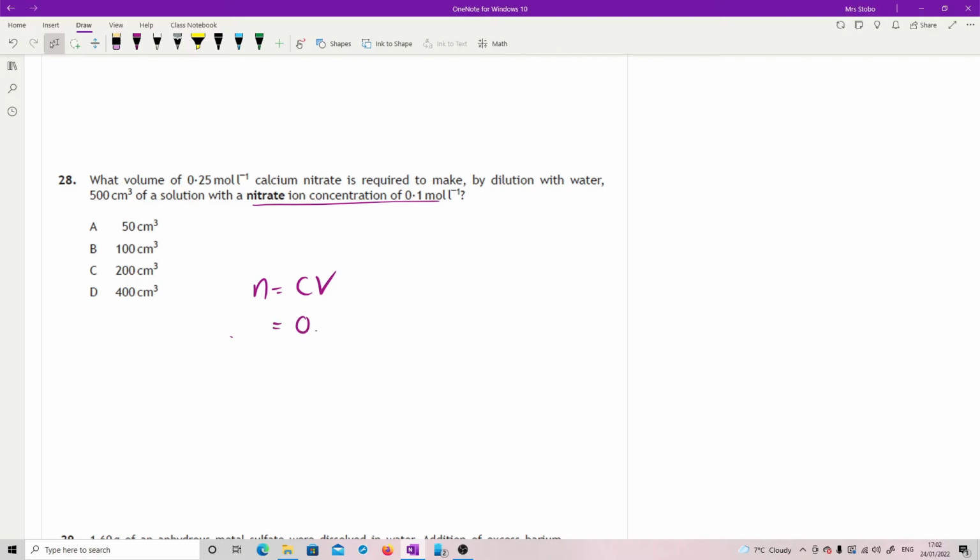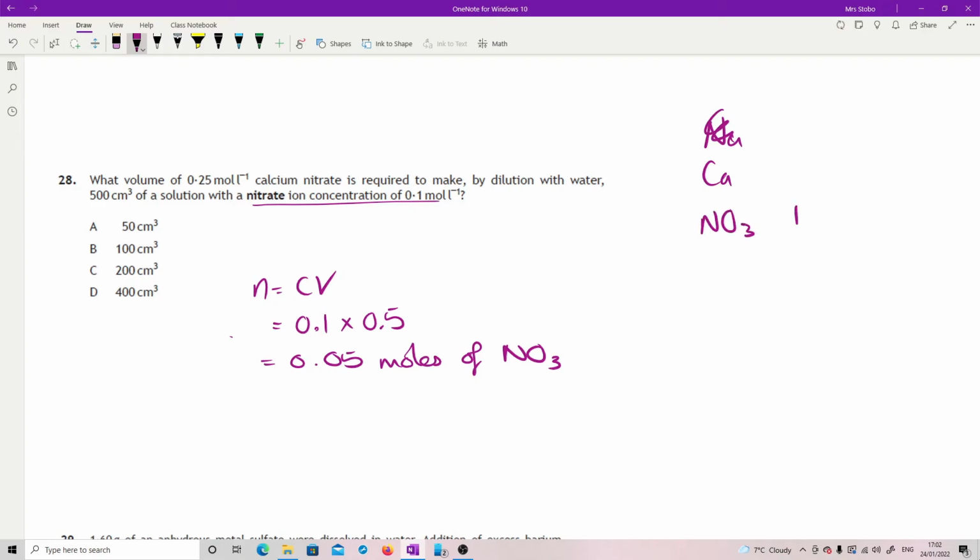So in this solution, I want to have 0.1 molar and 500 centimeters cubed of it, which means that I need 0.05 moles of nitrate. That's how much nitrate I need in the solution. Now, you're going to have to work out exactly what your formula is. So calcium and nitrate. Nitrate is a valency of 1, calcium is 2, cross it over means that we have a formula of Ca(NO3)2.